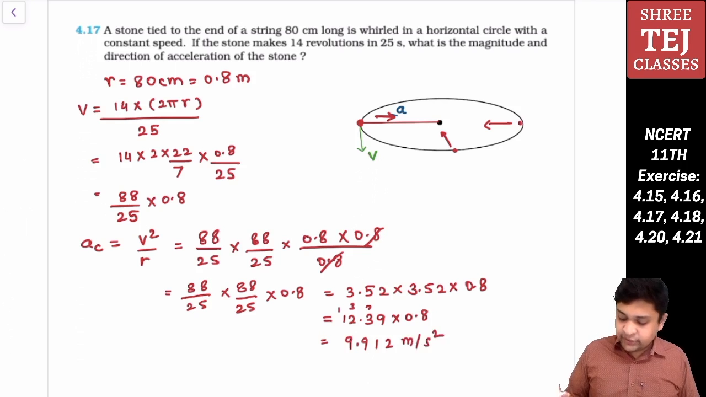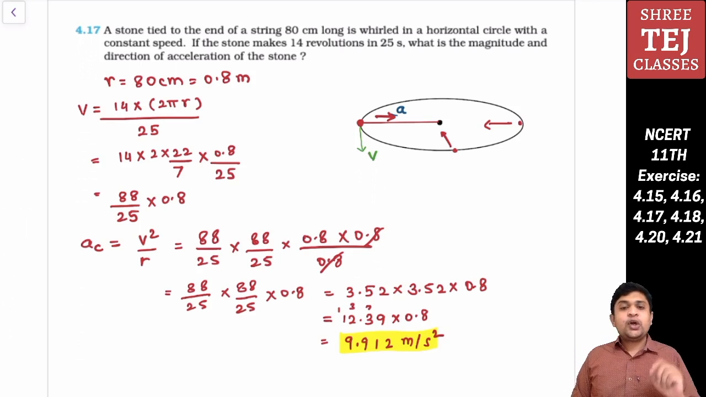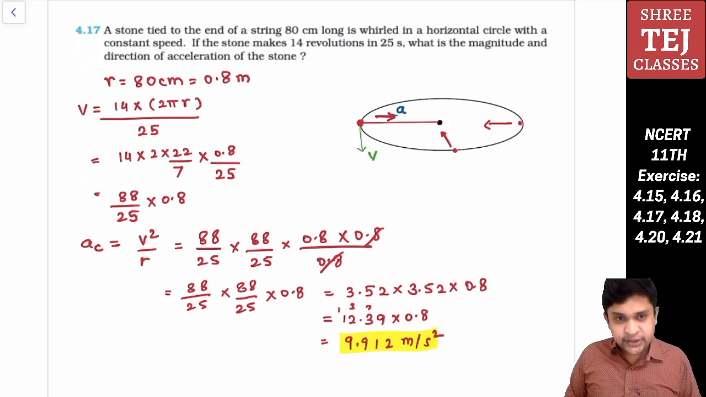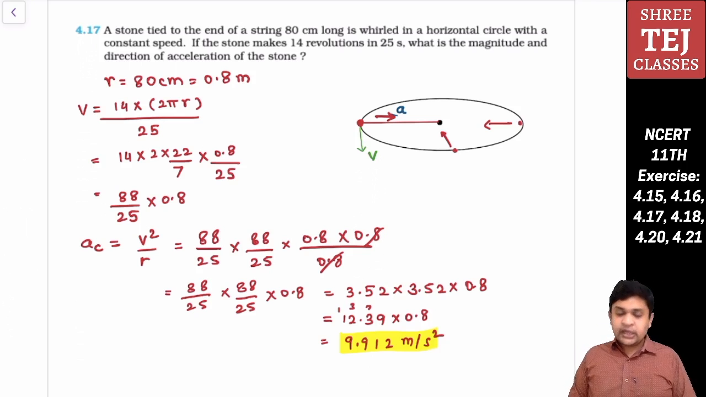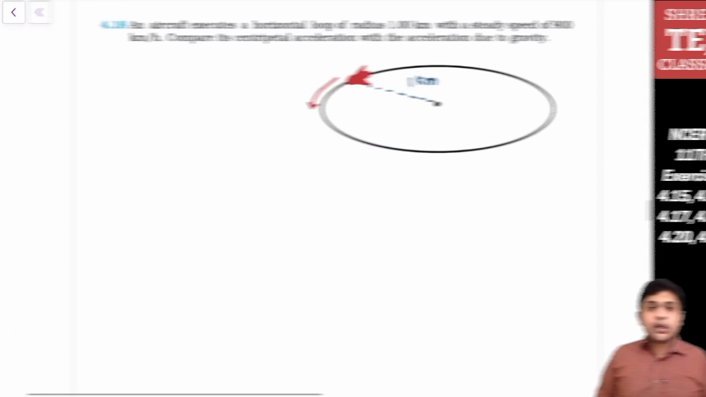So magnitude of acceleration would be around 9.912 meter per second square, and the direction will always be towards the center of the horizontal circle. Towards the center of the horizontal circle. Let us move to the next question.